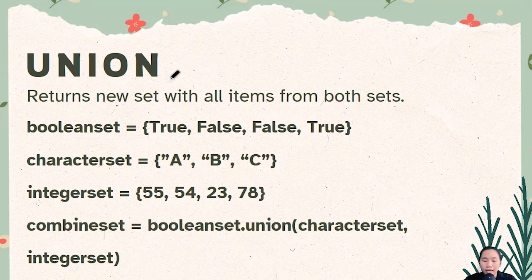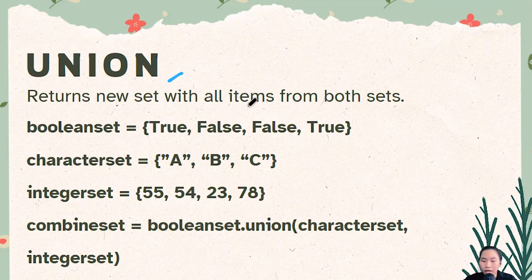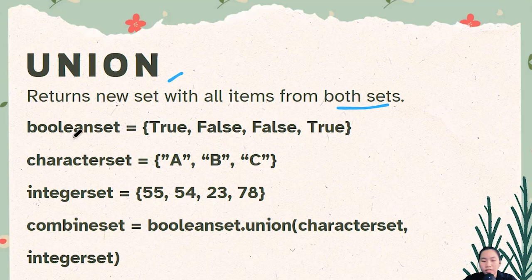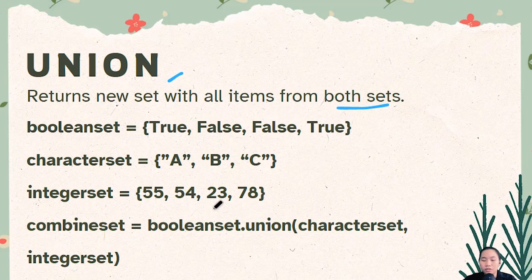Next up, let's look at union. Union will allow you to return a new set with all of the items from both sets, okay? So, for example, I have the Boolean set. Obviously, we have true and false. Boolean is just true and false. And then we have a character set, A, B, C, and an integer set, a bunch of whole numbers over here.